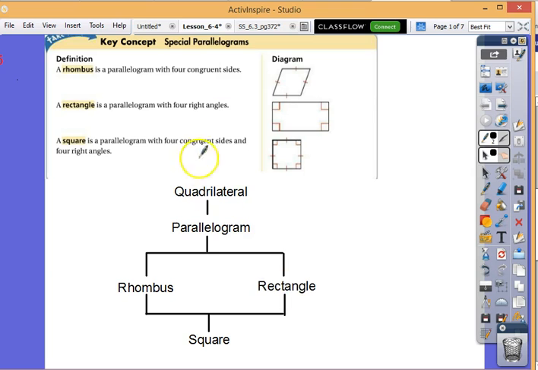So what is a rhombus? A rhombus is an equilateral four-sided figure, a four-sided figure where all the sides are the same. A rectangle is an equiangular four-sided figure where all the angles are the same. And a square is a combination of both of those, also called a regular figure.